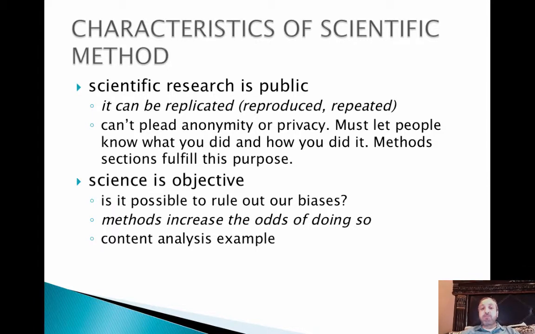Let's look at some characteristics of the scientific method. Scientific research is public. It can be replicated, reproduced, repeated. This is important. You can't do scientific research and then decide not to publish it, or decide that you're not going to tell anybody about it. Don't expect people to take you seriously at that point. You say, well, I did a study, and I say, show it to me. I want to see the study. And when I say I want to see the study, it means I want to read the entire study, including how you came up with what you came up with.